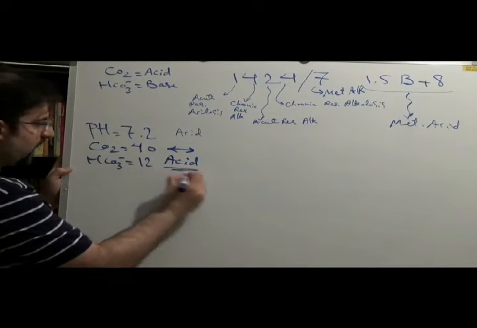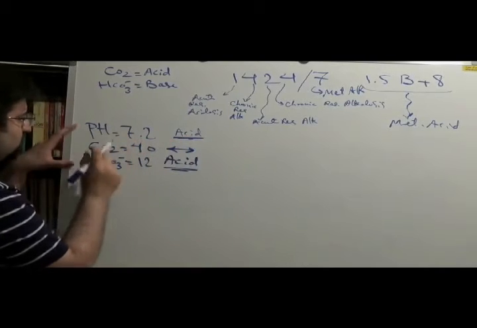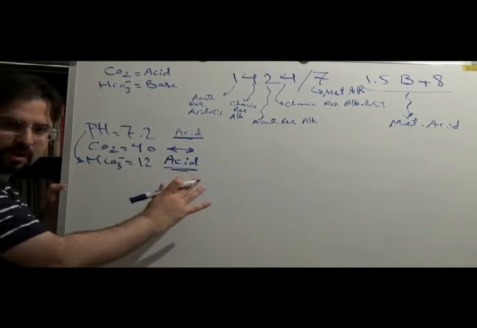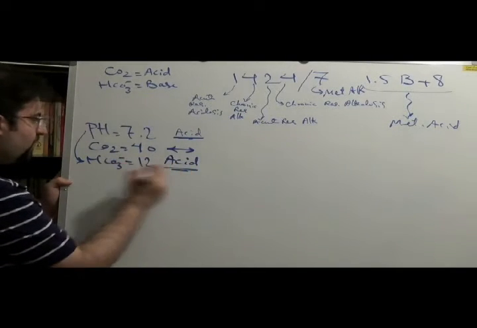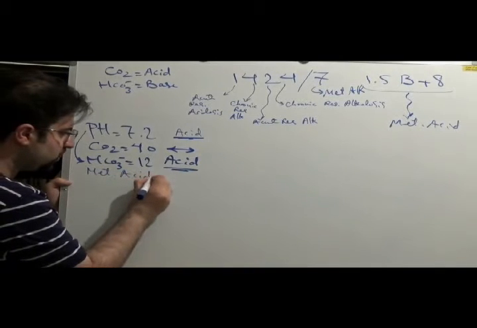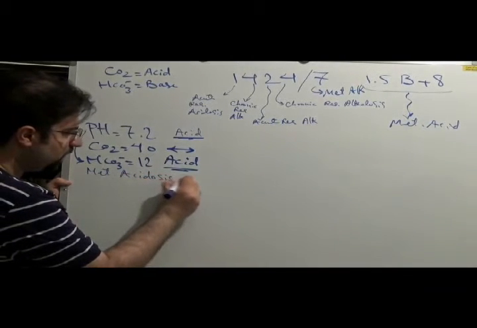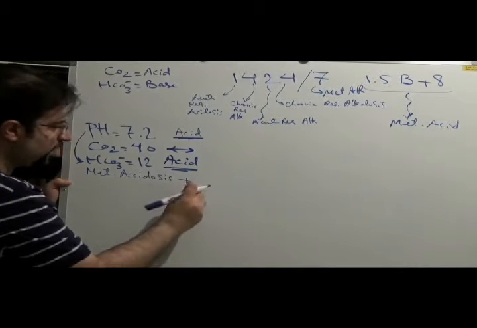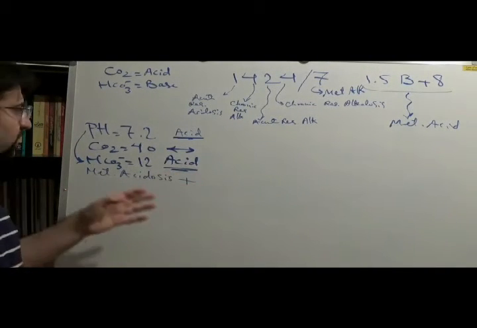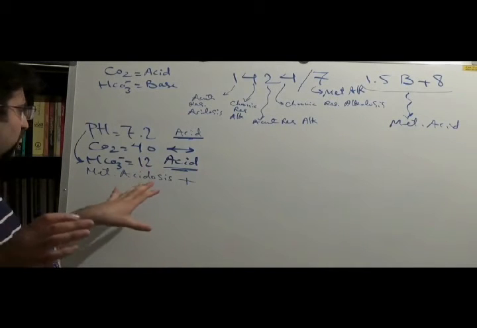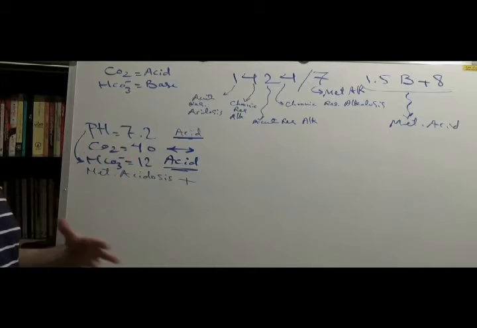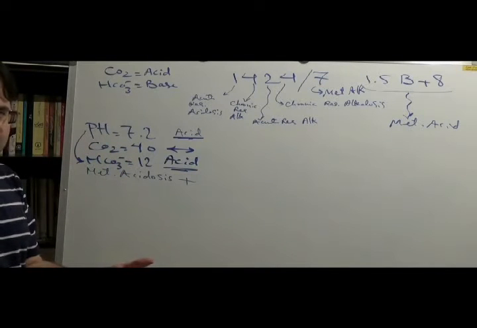So this is acid and this is acid. So this is the culprit. So we start from bicarbonate. So we have metabolic acidosis plus something. Maybe it is compensated, maybe it is whatever. So we need to calculate the number for CO2 to know what is going on in the respiratory system.